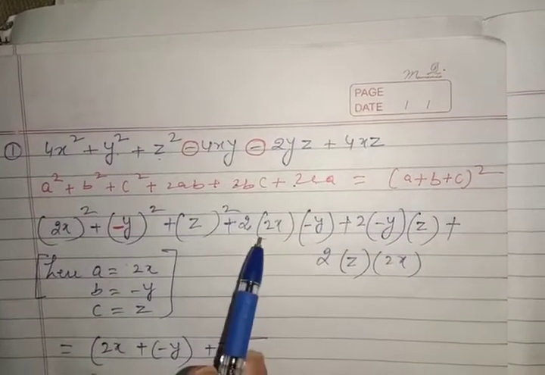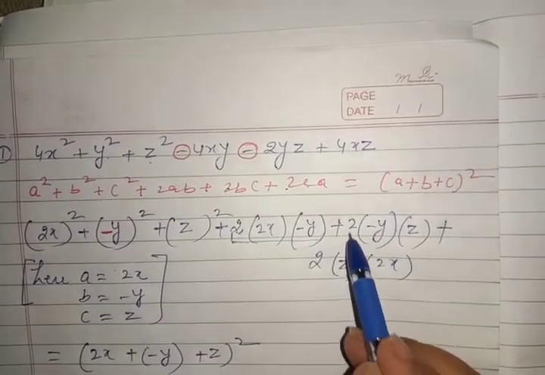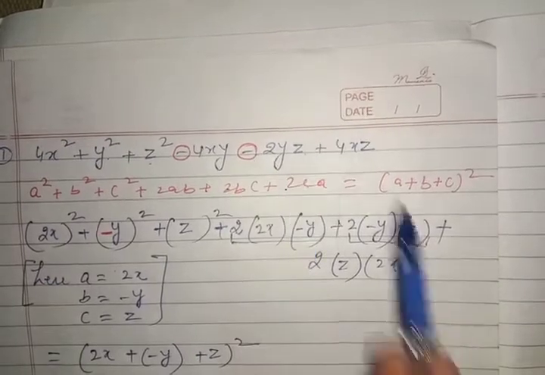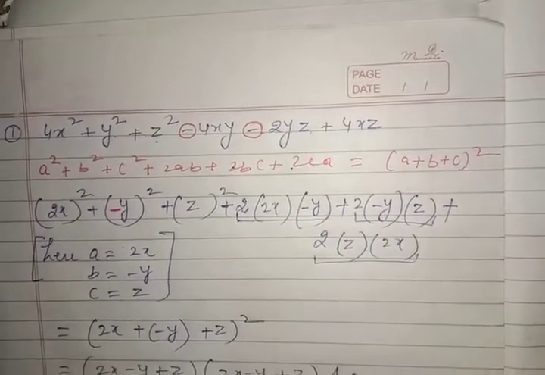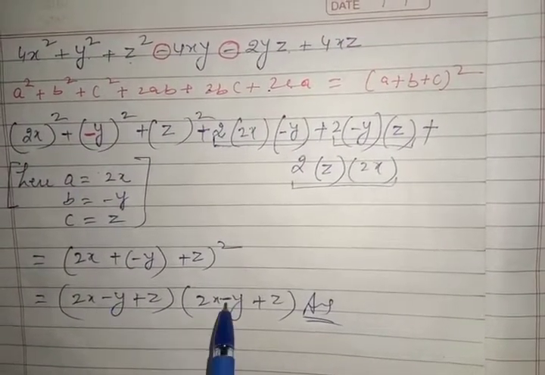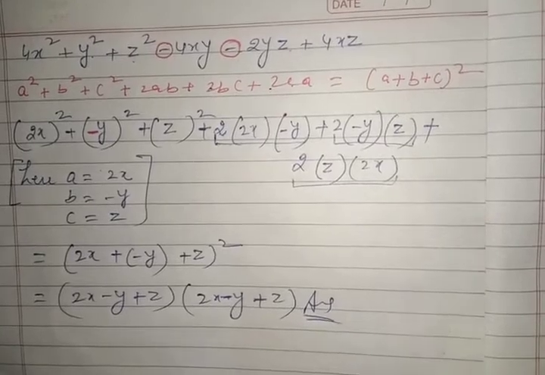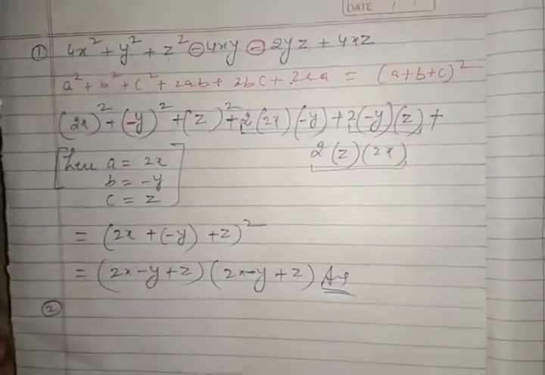You can again check that this value will be minus 4xy, this value will be minus 2yz, and this value will be 4zx. I hope this is clear to you. The very important thing is you need to find which term the minus will be attached with. One more example I want to take.